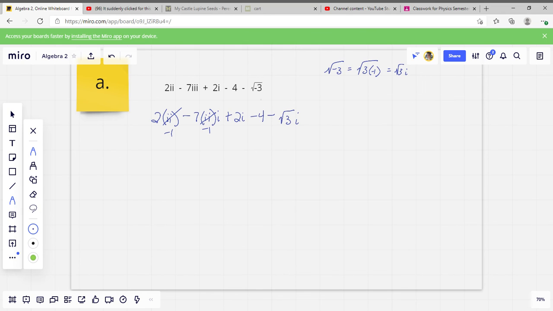So then we're going to multiply those. We're going to say 2 times negative 1 would be negative 2. Okay, there's that whole part. Negative 7 times negative 1 would be positive 7i. Don't forget that i on there. Plus 2i minus 4 minus the square root of 3i.